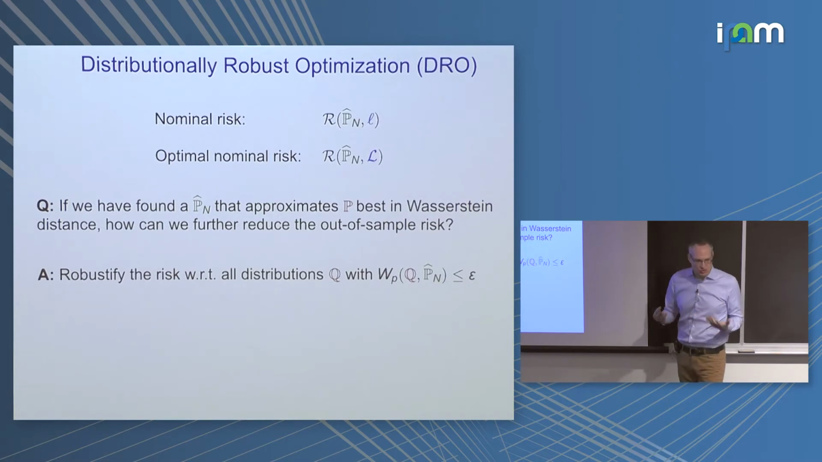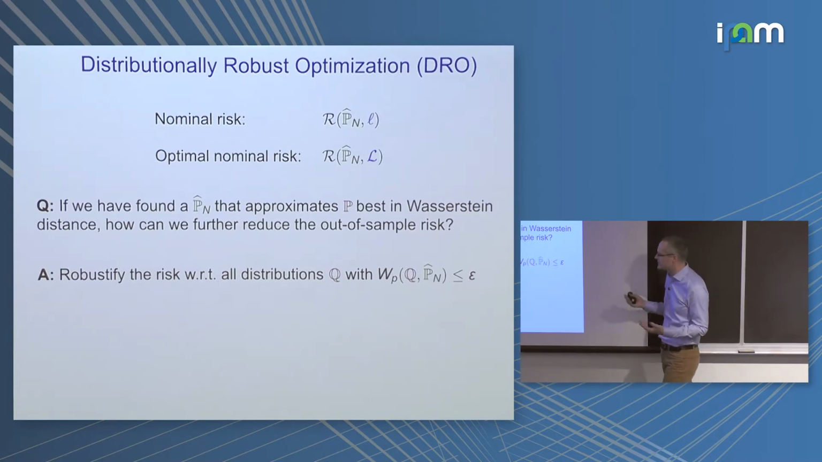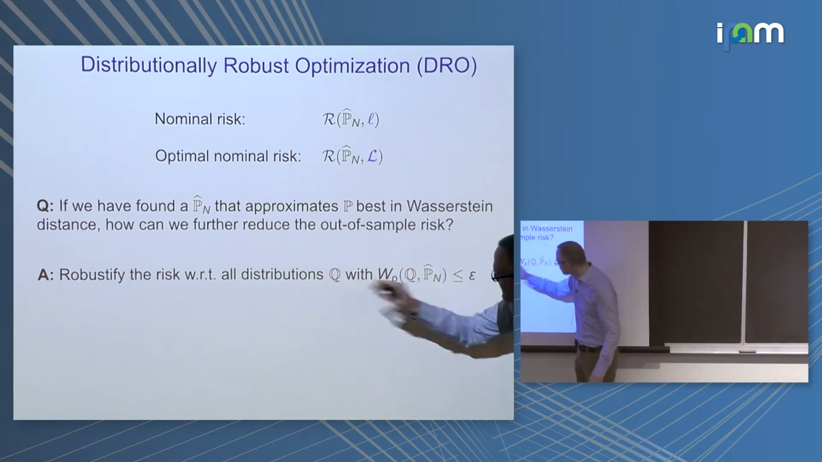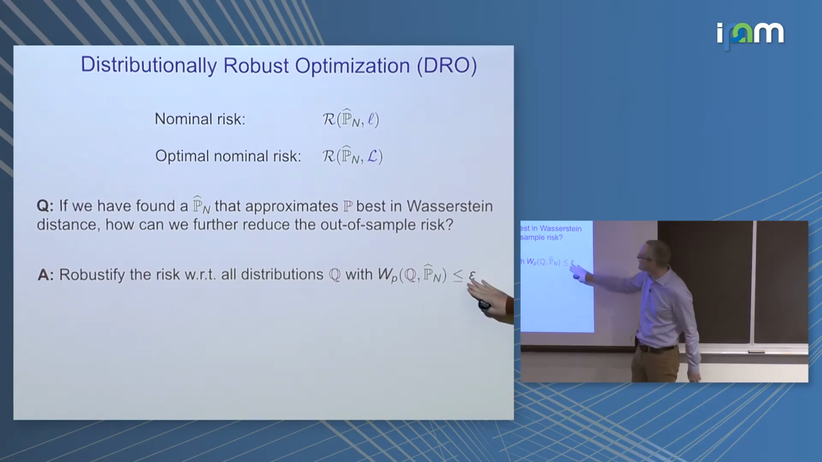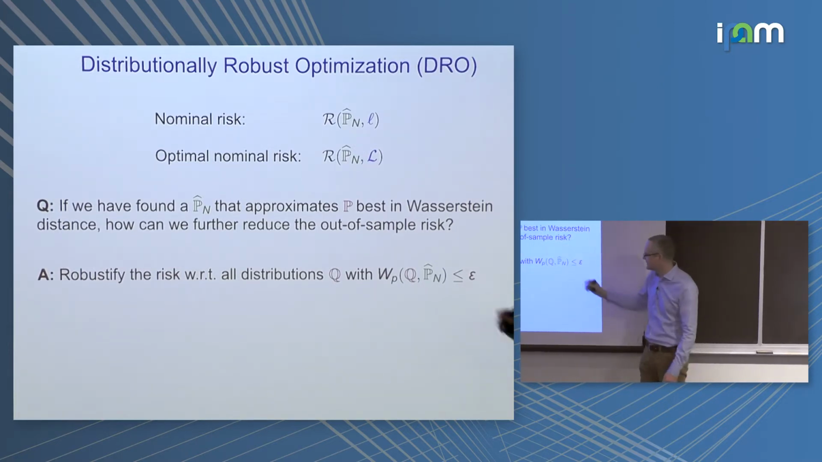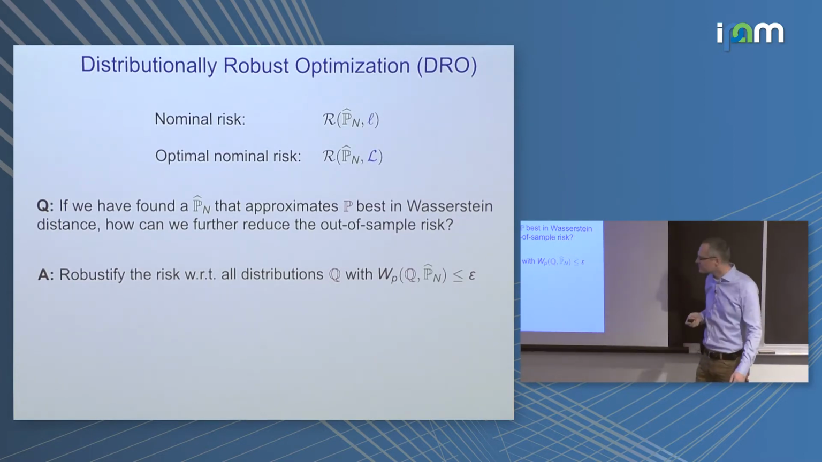And there are different ways to do that. The way that I would like to advocate in this talk is to robustify the risk evaluation and decision problems with respect to distributional uncertainty. So I would like to robustify them with respect to all distributions Q, under which our estimator has an estimation error that is at most epsilon, under some Wasserstein metric.